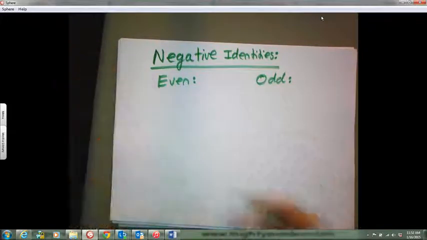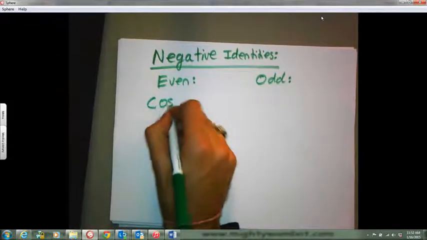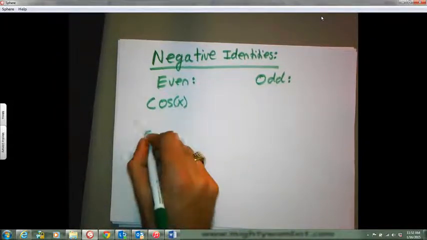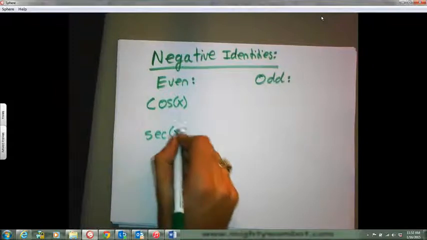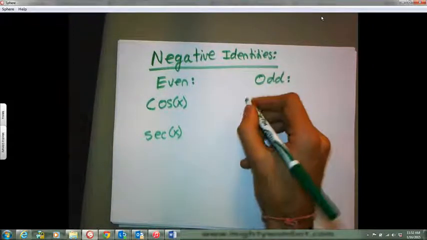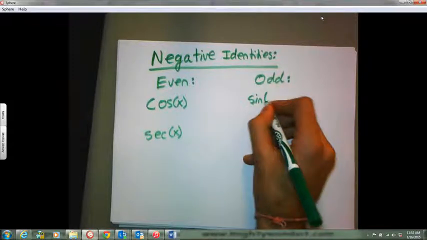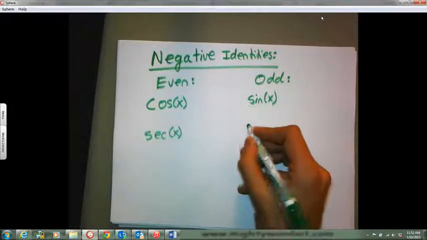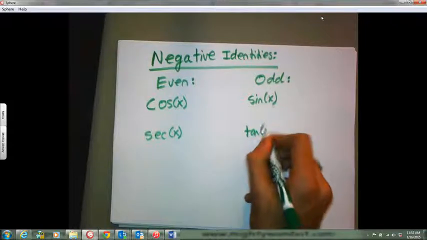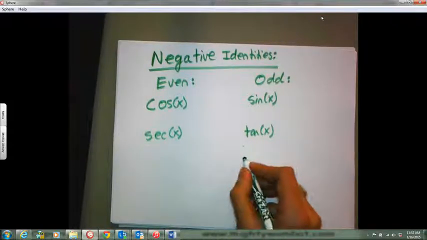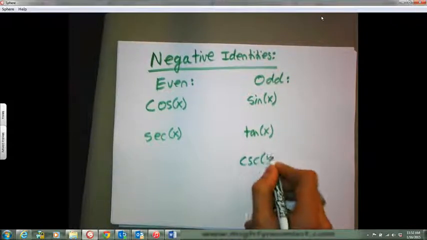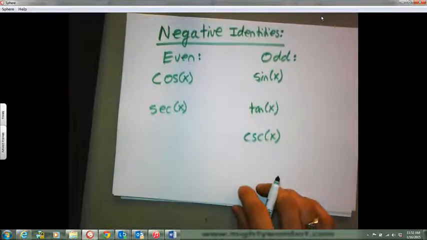The even trig functions we talked about were cosine of x and secant of x. And the odd functions are sine of x, tangent of x, cosecant of x, and cotangent of x.